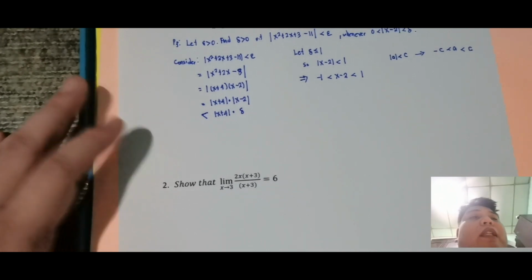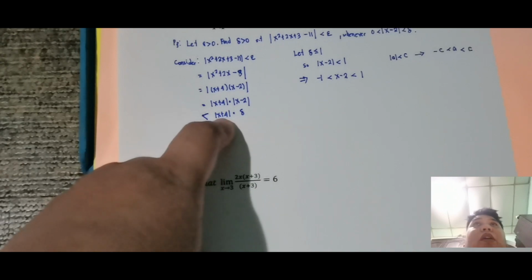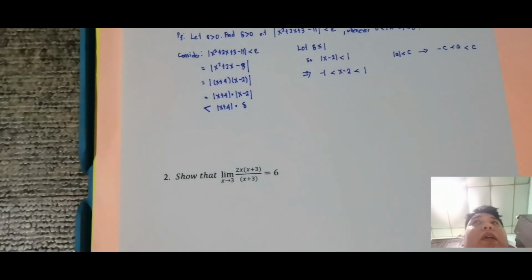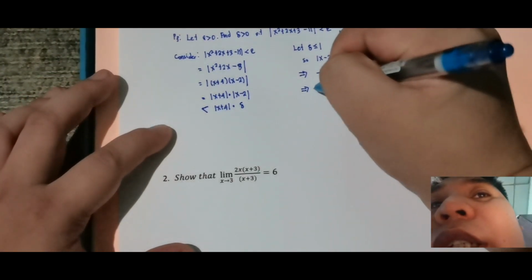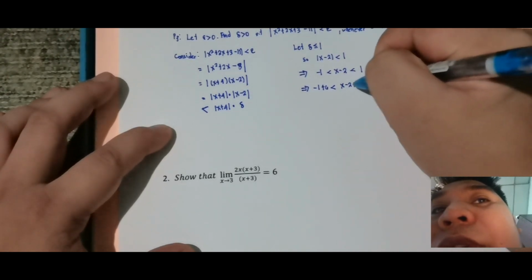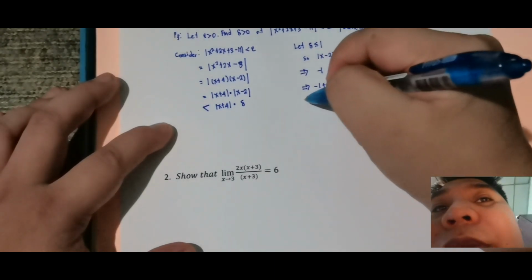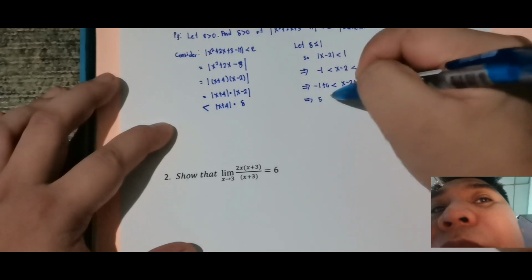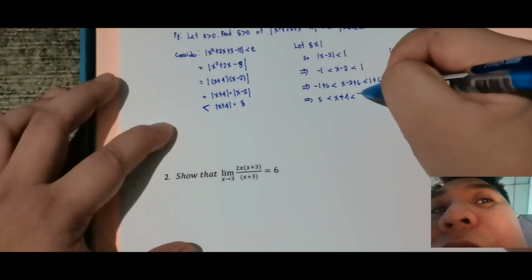Next, ano goal natin? Kailangan natin magkaroon ng x plus 4. Tandaan nyo ang goal ko, kailangan ko magkaroon ng x plus 4. So, anong kailangan kong gawin sa x minus 2 para maging x plus 4? So, kailangan ko mag-add ng 6 doon sa buong inequality. So, this is negative 1 plus 6 less than x minus 2 plus 6 less than 1 plus 6. Okay, so this implies that 5 less than x plus 4, okay, then less than 7.